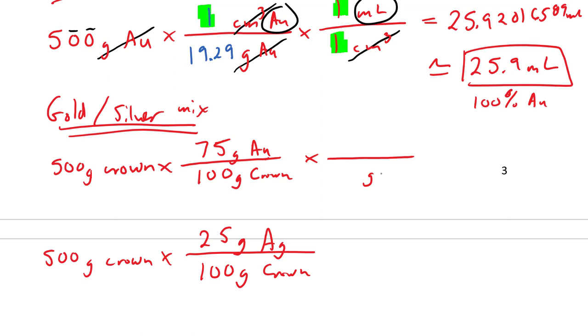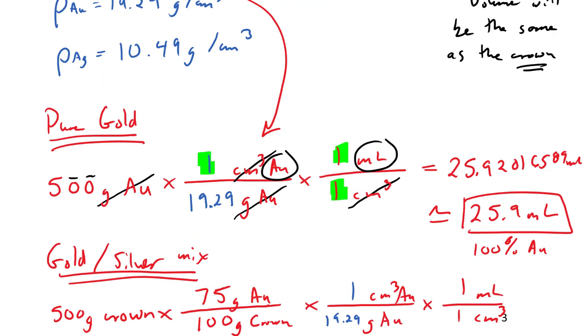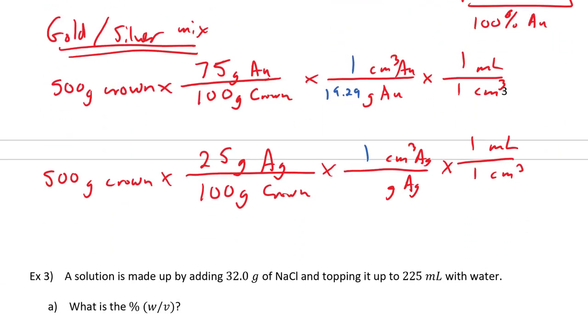We will then convert from grams to centimeters cubed, and then finally convert from centimeters cubed to milliliters. Do the same down here. Grams of silver, centimeters cubed of silver, centimeters cubed to milliliters. Again, these values are the same for all objects. Density of gold, 19.29. Density of silver was what? 10.49. Do the math on both.